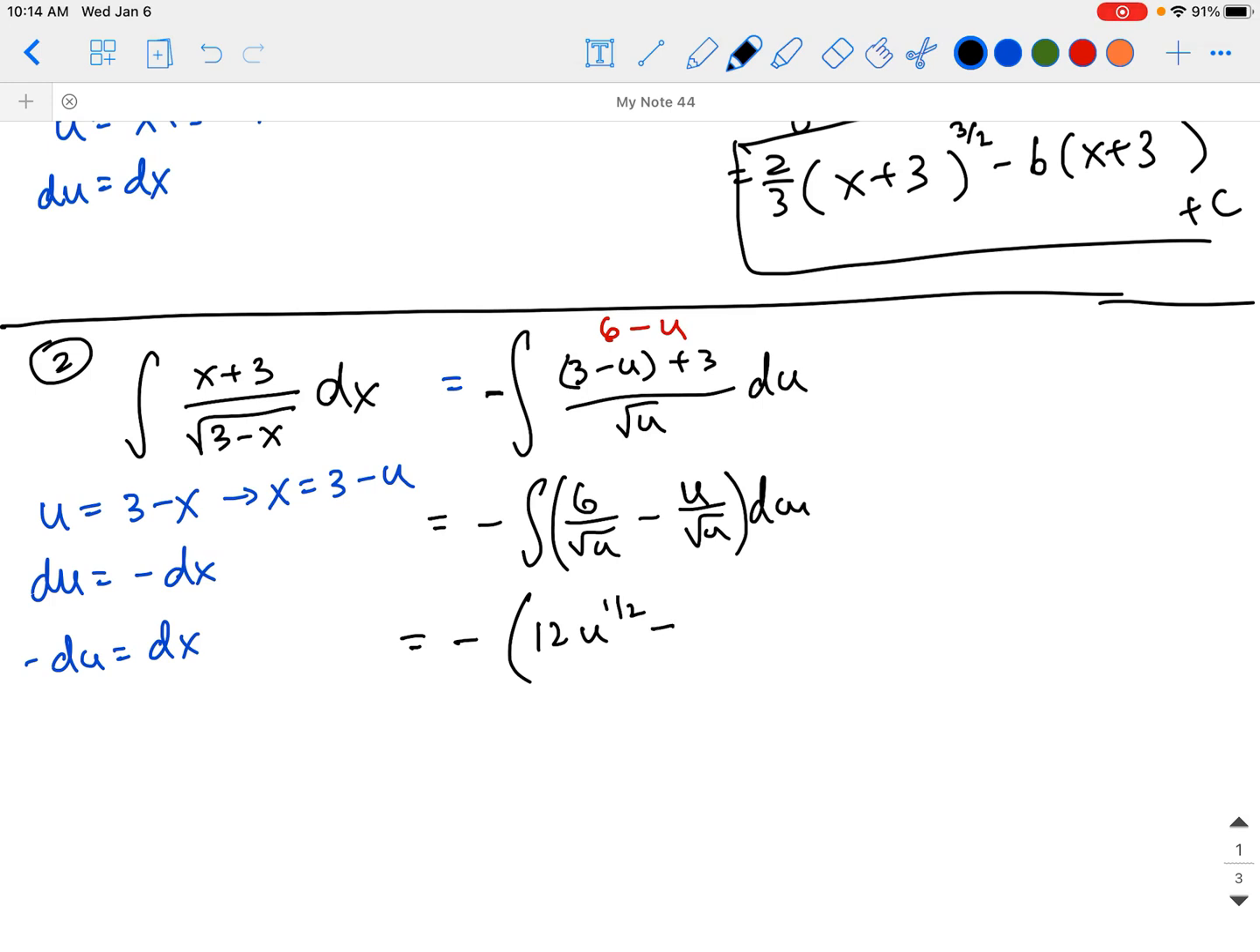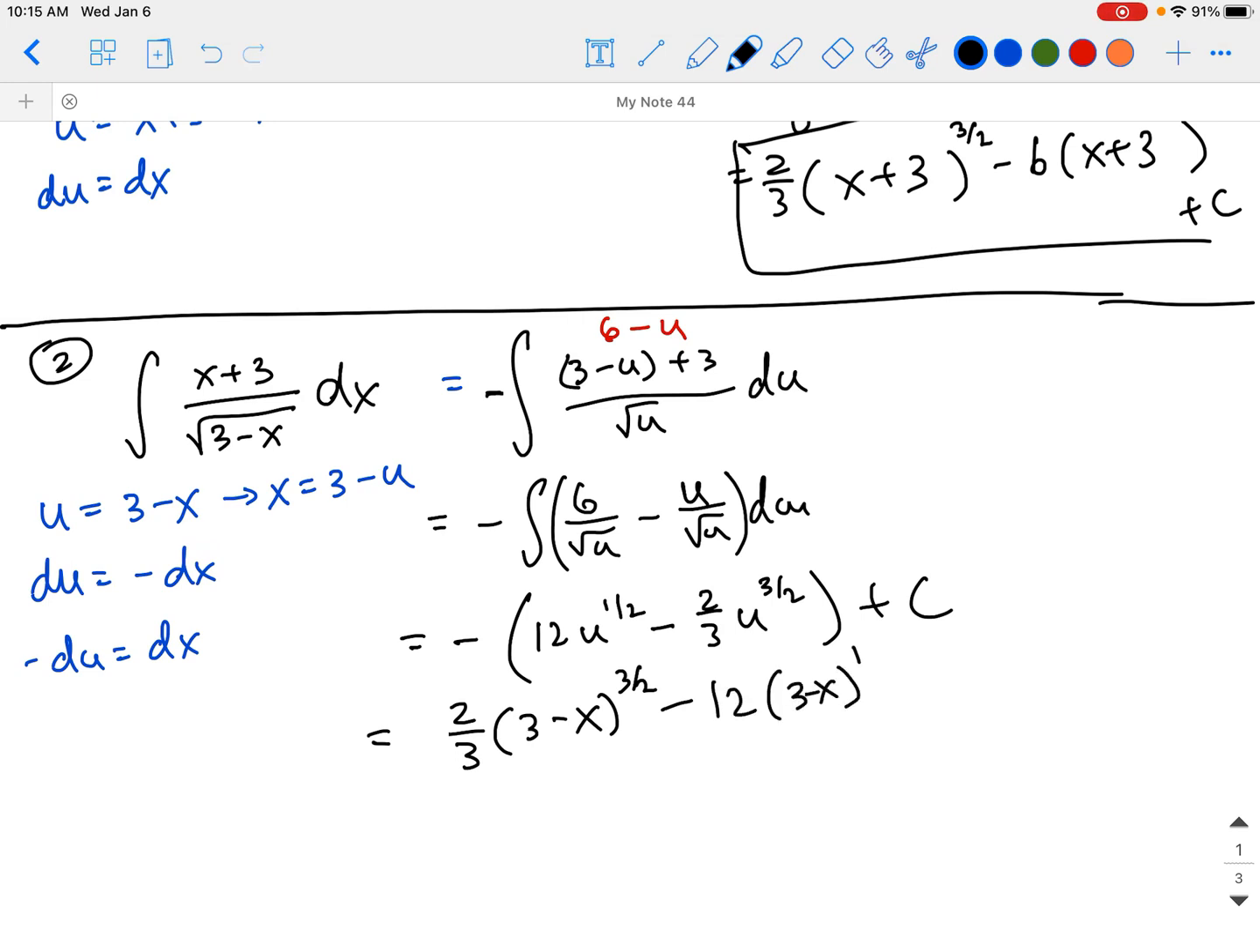And then this is going to be minus, this is u to the 1/2, so we'll have 2/3 u to the 3/2 plus c. And then we can just substitute. So I'm going to rearrange terms here since we have this negative sign. So we'll do 2/3 times 3 minus x to the 3/2 minus 12 times 3 minus x to the 1/2 plus c.